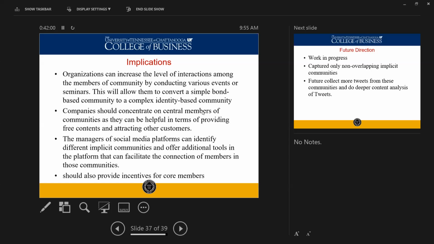Companies should concentrate on central members of communities as they can help in terms of providing free content and attracting other customers. Managers of these social media platforms can identify different implicit communities and offer additional tools to them, so their platform use can increase. And they can also provide some incentives to the core members of this community.